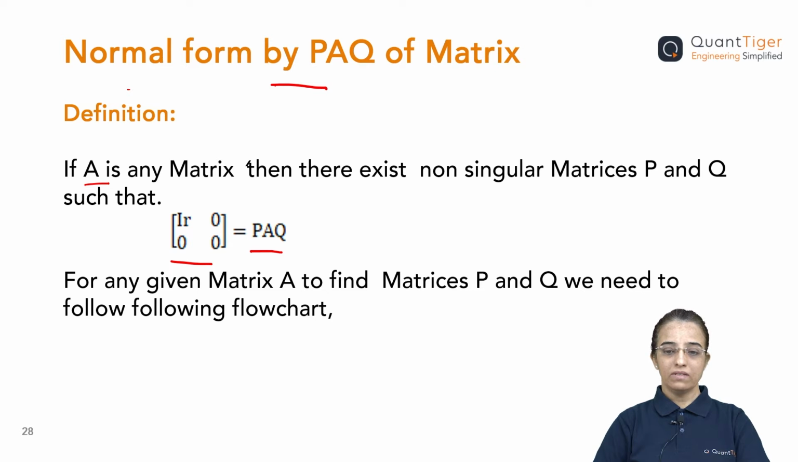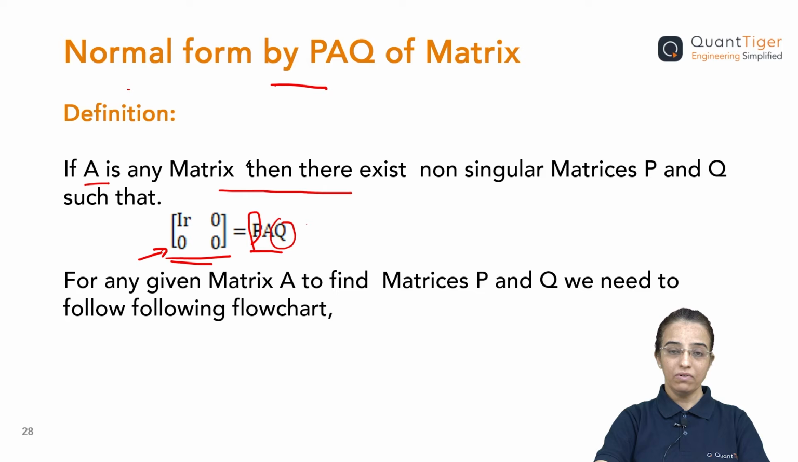If A is any given matrix, then if you apply any transformation on it, finally you will come to this point where it is like a normal form. At that point whatever matrix you will be getting on the right hand side, that will be P and Q. First of all we will see what are the steps which are involved in it, so it will be very clear for you what is PAQ form.